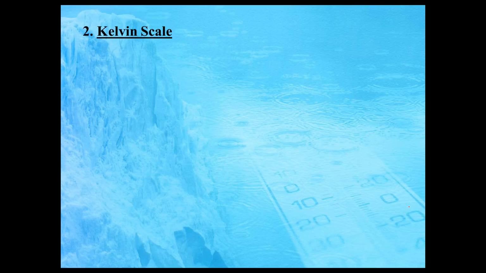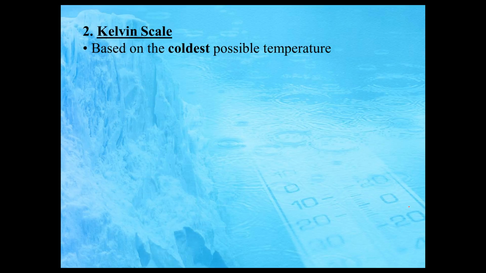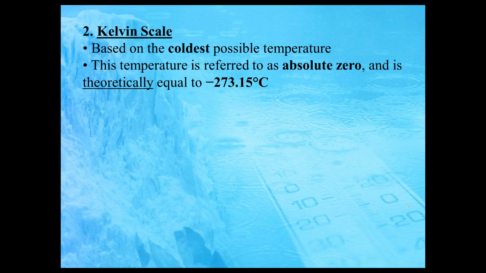Second one, the Kelvin scale. The Kelvin scale is based on the coldest possible temperature. So there is a limit in terms of how cold something can actually get. This coldest possible temperature is what we refer to as absolute zero. Absolute zero is theoretically equal to negative 273.15 degrees Celsius. The reason I've underlined the word theoretically is because that temperature has never actually been reached.